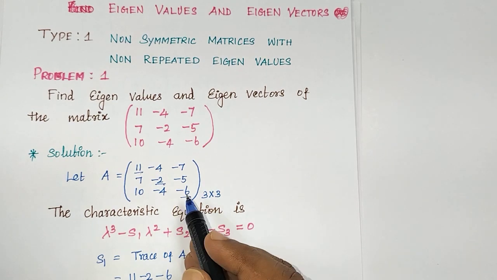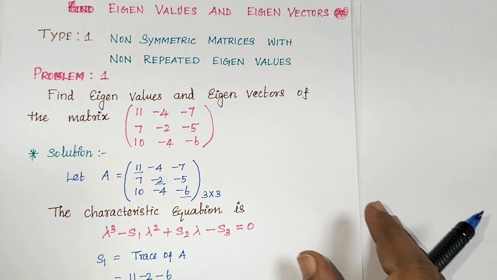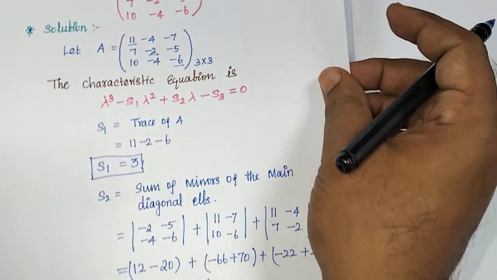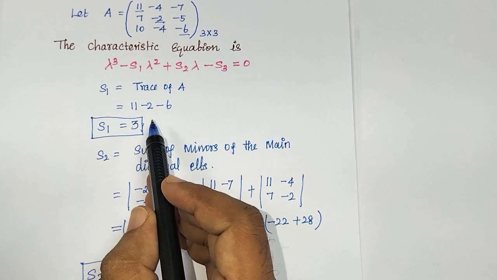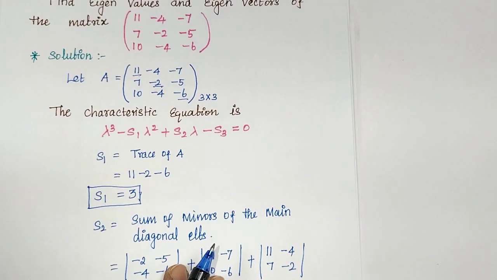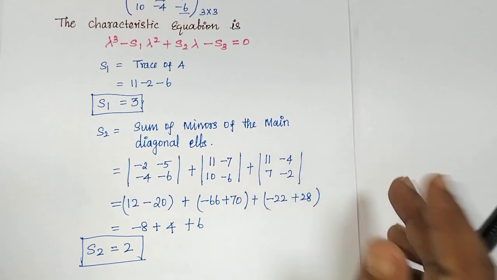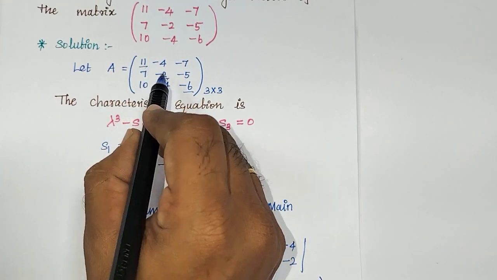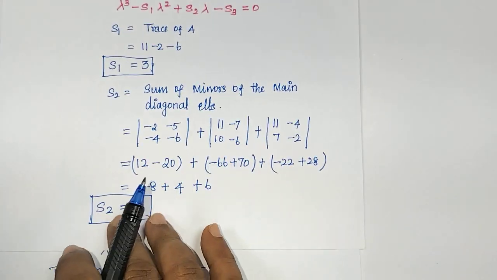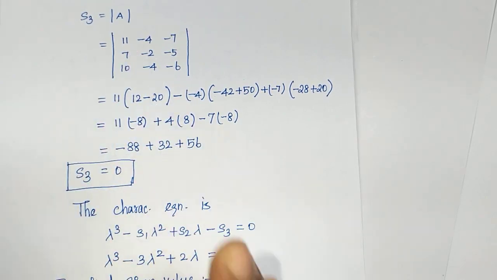Okay, so it is a 3 by 3 matrix, so we have to take the characteristic equation: lambda cube minus s1 lambda square plus s2 lambda minus s3 equal to 0. From that I'm going to find s1, s2, s3. s1 we can write as the trace of A. Trace of A means the sum of the diagonal elements, and s2 we can find based on the sum of the minors of the main diagonal elements. That is s2. And s3 you already know is the determinant of A.